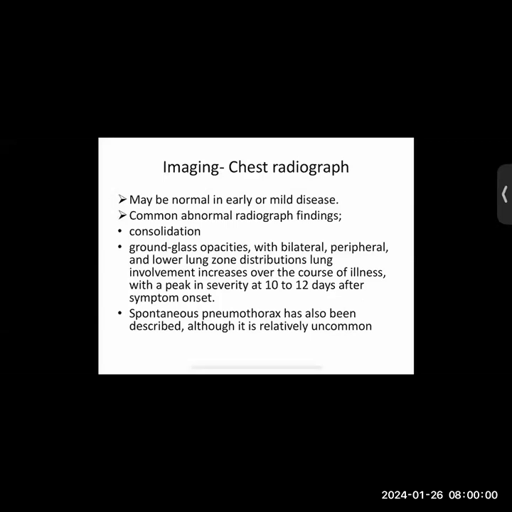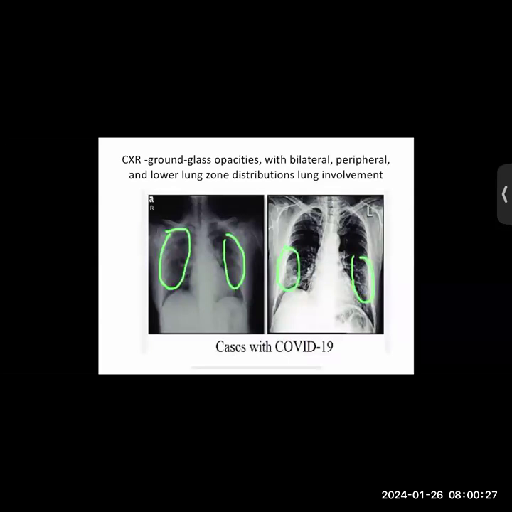So for imaging, for chest radiograph, the chest X-ray finding could actually be normal, especially in the early or mild disease. Some of the common findings include consolidation, ground glass opacities, and it has been reported that some could have a spontaneous pneumothorax. This is just a pictorial showing the chest radiograph with the peripheral distribution, bilateral involvement, and also the lower lobes being affected.